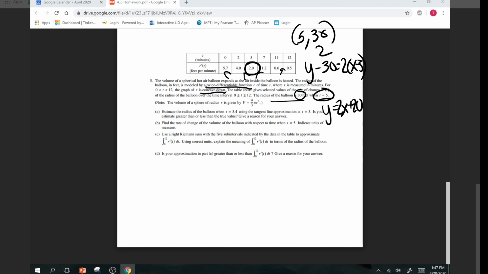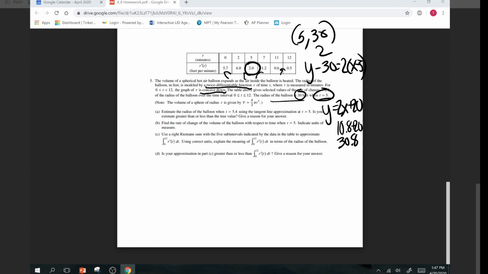Then you just plug in 5.4 to figure out the tangent line approximation. If you do that, you get 10.8 plus 20, 5.4 times 2, and you get 30.8 for the approximation or estimate of what the radius is.